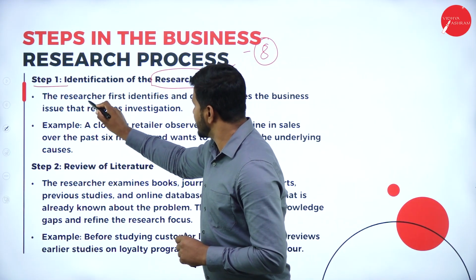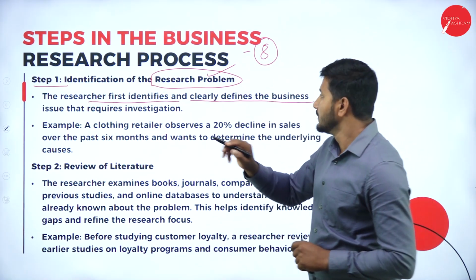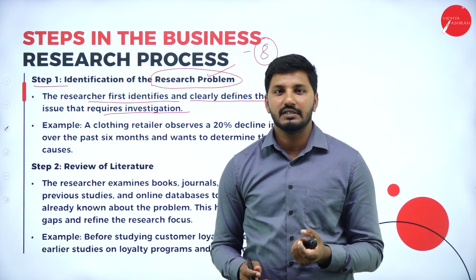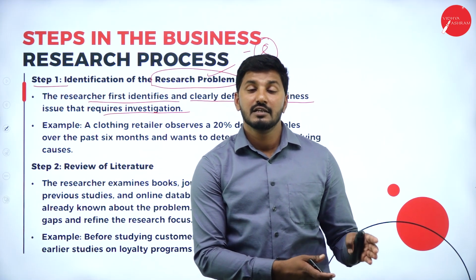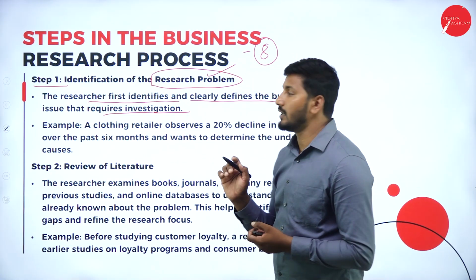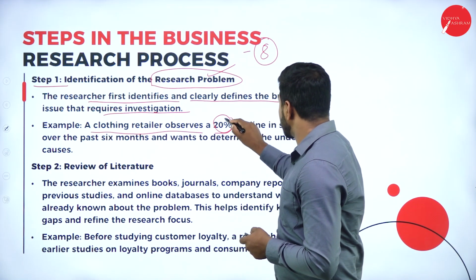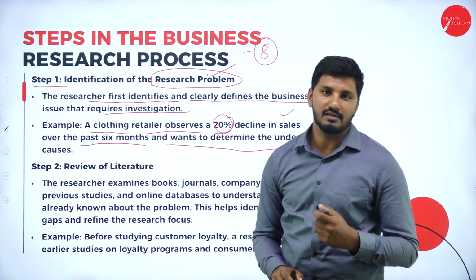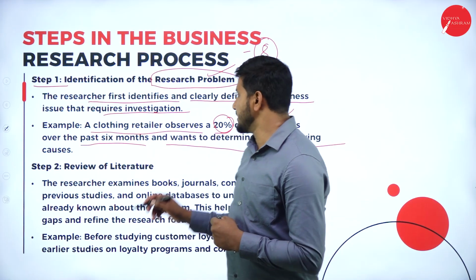So then the researcher first identifies and clearly defines the business issue that requires investigation. In the sense, what is actually the problem facing a business? Say for an example, a supermarket is facing declining sales. So then they have to identify why the sales are declining, and they have to go for research. Say for an example here, a clothing retailer observes a 20% decline in sales over the past 6 months and wants to determine the underlying causes. Yes, exactly. We want to find out why the sales are declining based on the data.